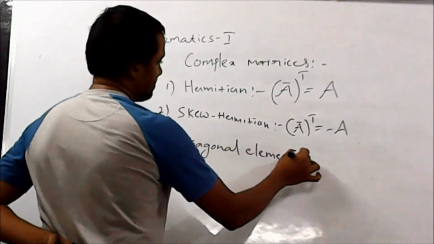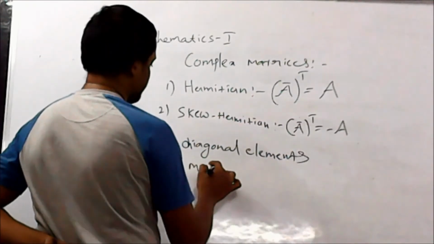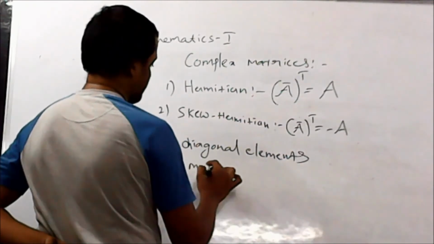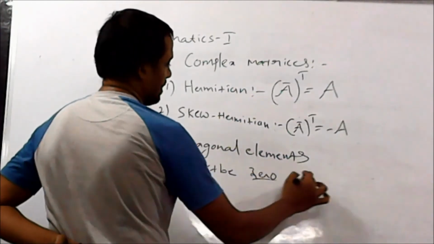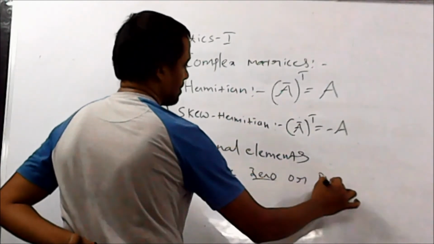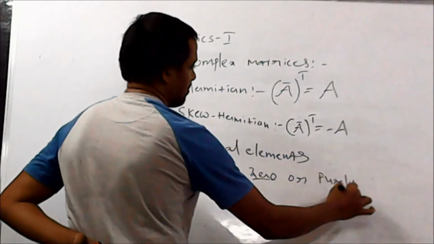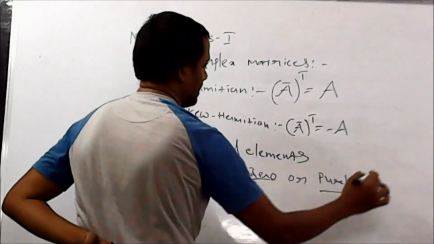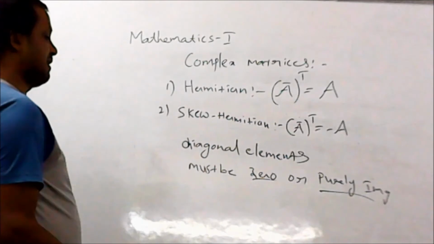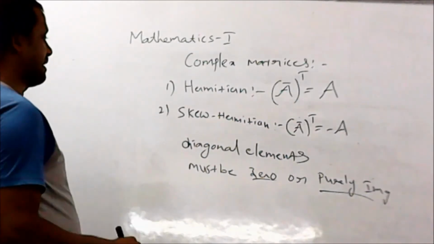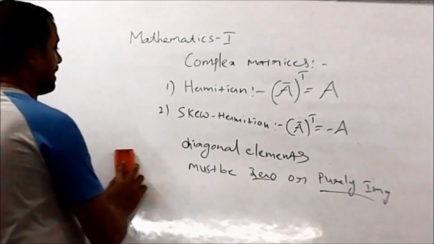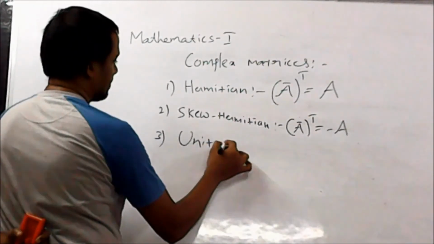Diagonal elements must be zero or purely imaginary. Purely imaginary means it will not contain any real part. A plus iB means iB only, not A. Contains only purely imaginary. So final one, unitary.